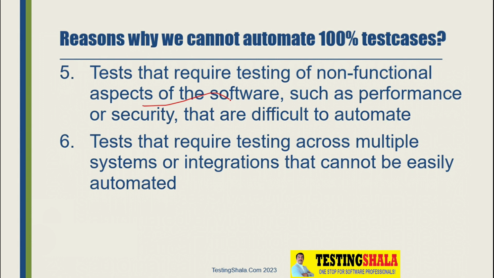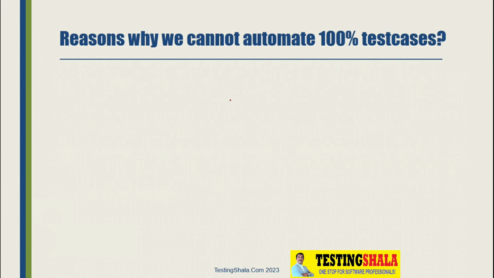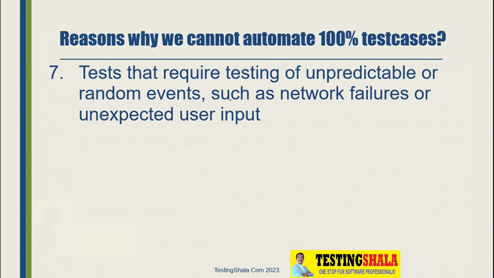And the seventh would be test cases which are very unpredictable, where we have no clue what the expected results are. When there is unpredictable behavior and random events are going to happen in your application, such as network failures or unexpected user inputs, even this kind of situation we cannot automate.